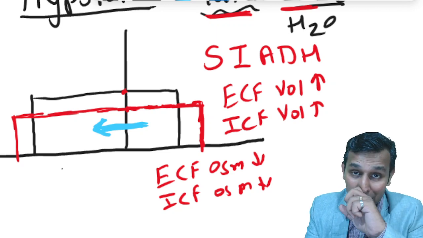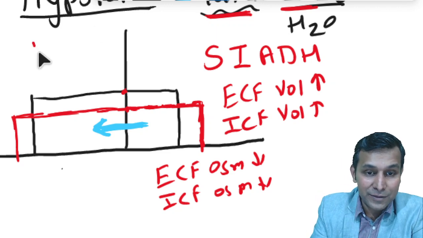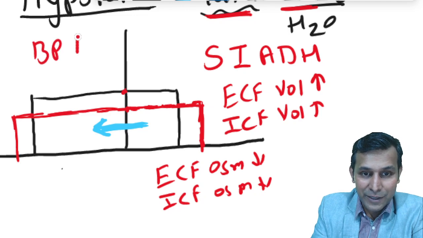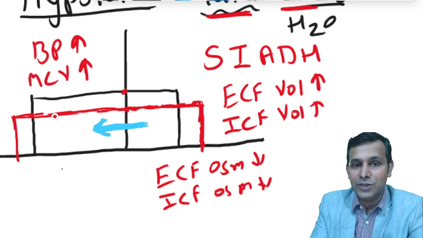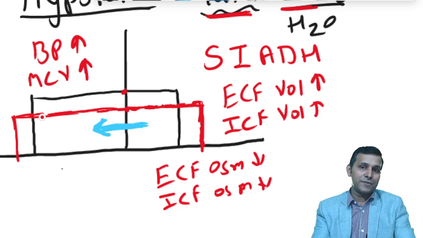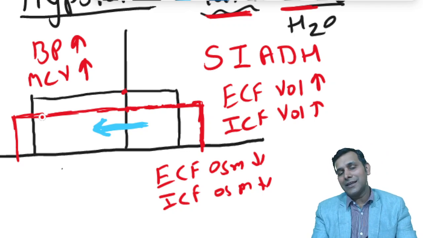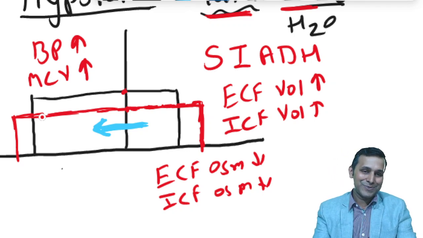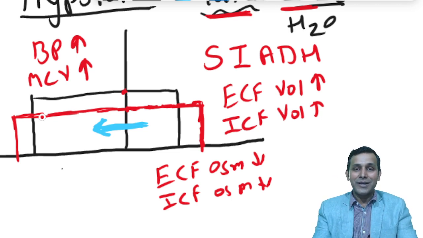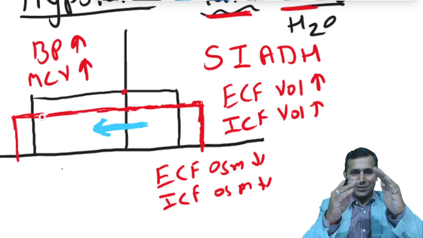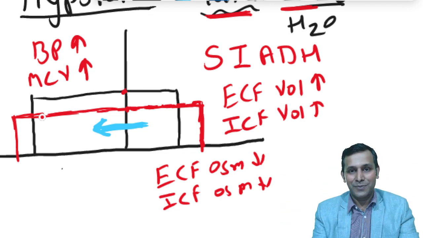What happens to the blood pressure? Here you will see the blood pressure will be increased. The MCV, that is mean cell volume or mean corpuscle volume, also increases. So these are the changes which are observed in a patient's body. SIADH, syndrome of inappropriate ADH secretion, can be one of the explanations for this type of plot. So remember, overall height has decreased, but it has become broadened.